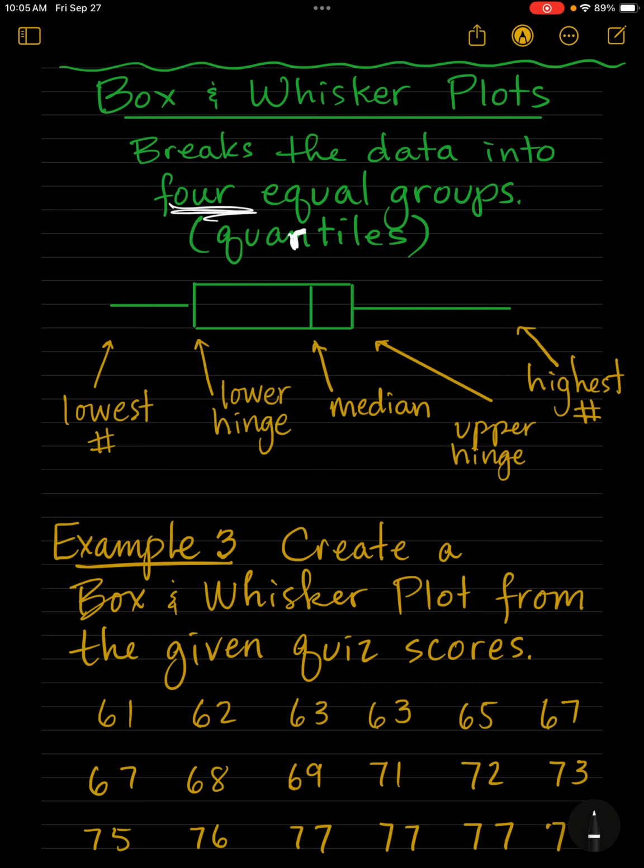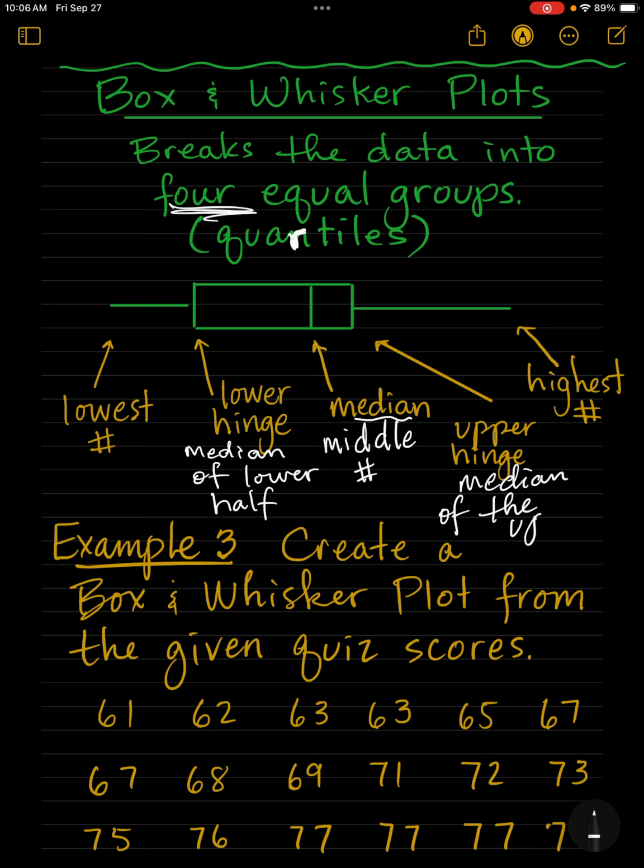Also, let's remember what a median is. That's just the middle number. If you put all the numbers in order, the number in the middle is your median. The lower hinge is just the median of the lower half. And conversely, the upper hinge is the median of the upper half. I'll show you how to find these numbers.